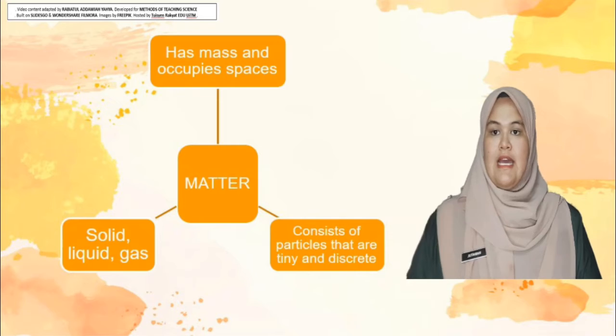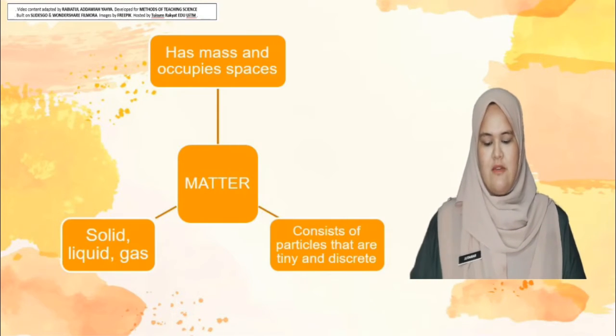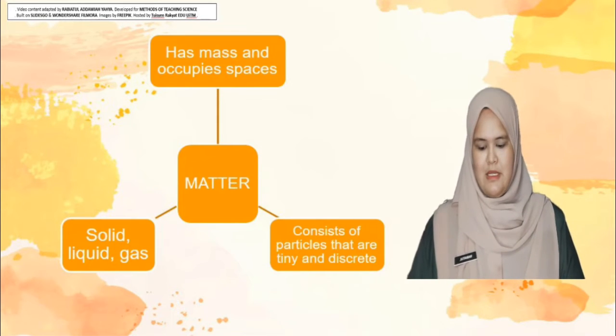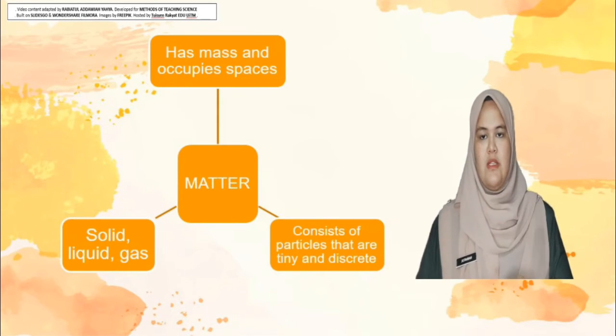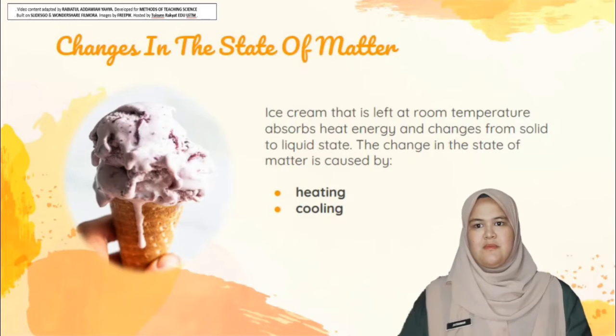Matter is something that has mass and occupies space. Matter consists of particles that are tiny and discrete. Matter exists in 3 states, which are solid, liquid, and gas. Here is an example for you.